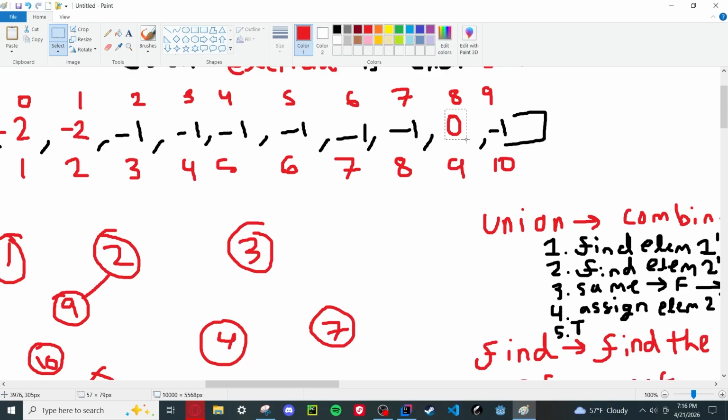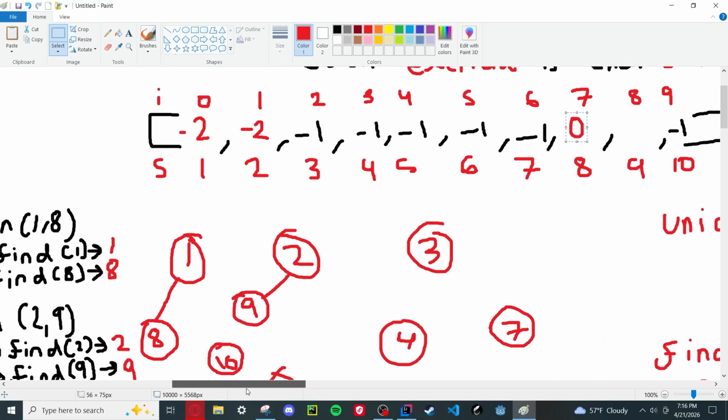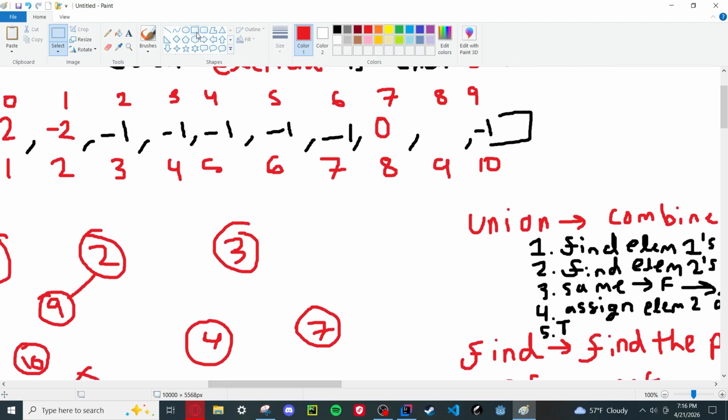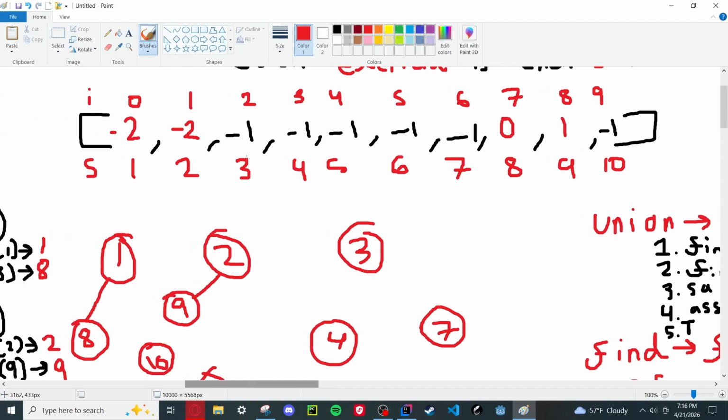Oh shoot, I messed this up. Man, even I'm getting confused. This should be 0 here. Remember, this represents the set 8. And this will point to index 1. So the values you put in here are the indexes. The values you put in here are the sizes.